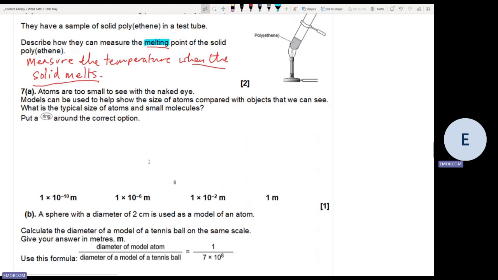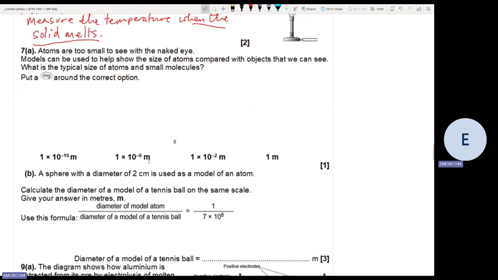Question 7. Atoms are too small to be seen with the naked eye. Models can be used to help show the size of atoms compared with objects that we can see. What is the typical size of atoms and small molecules? We should know this, it's just a bit of expected knowledge. 1 times 10 to the minus 10 meters.